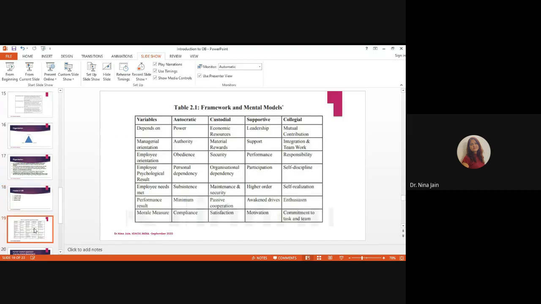So what does the autocratic model say? The autocratic model depends on power. You can read the table. Here the commanding actions are taken by the manager, as the word says, autocratic, and employees are enforced to obey their orders. Autocratic means the commander will take all the decisions and employees have to follow. In an autocratic environment, the managerial orientation is formal official authority, and the management leads to tight control of employees at work. This model is generally not liked by the employees, and the employee orientation is obedience to the boss, not respect for the manager.